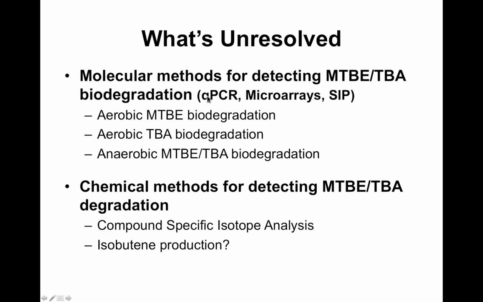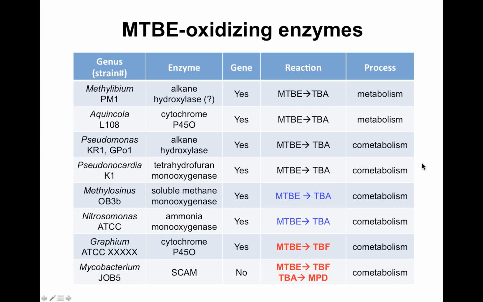there's perhaps some curious parts of the MTBE TBA story. Here are some of the caveats, the strengths and the weaknesses, and the various tools that can be used to detect these processes out in the environment. I have generally broken this up into molecular methods and chemical methods. In this case, I'm really focusing on what could we do with processes like qPCR, microarrays, stable isotope probing. And this section is mainly concerned with compound-specific isotope analysis, but also this possibility that butene production could be a useful measure of MTBE and TBA oxidation in the environment.